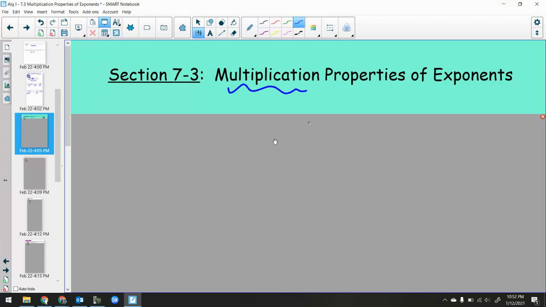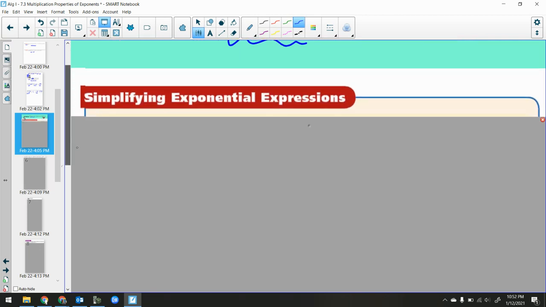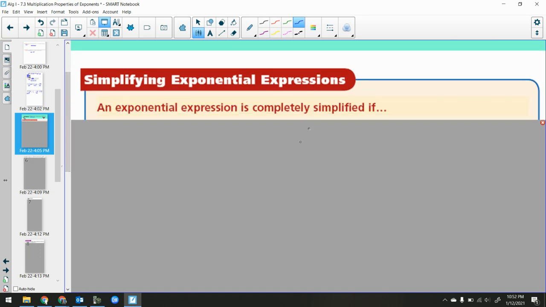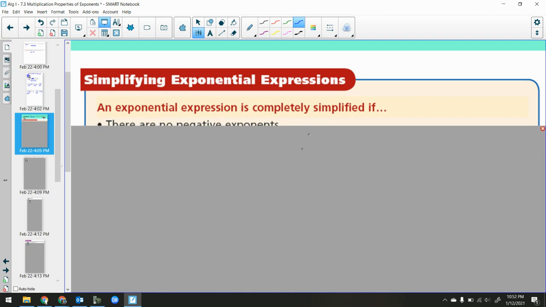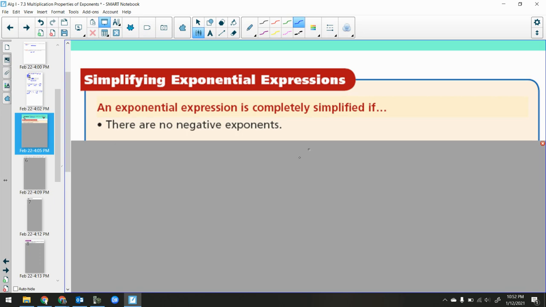Now, one of the things that people struggle with is knowing when things are fully simplified. So let's talk about when an exponential expression is completely simplified. Here's when it's fully simplified. There are no negative exponents. We talked about this back in section 7.1. You can't have negative exponents within your answer. They're not happy. You've got to move them.